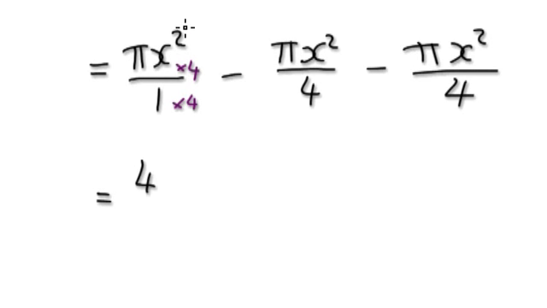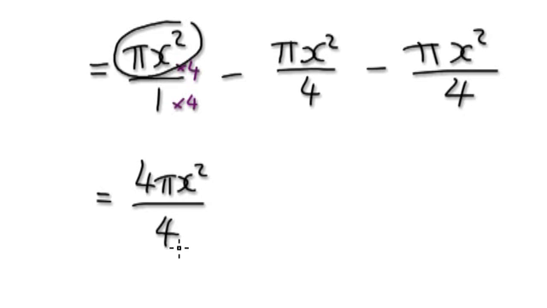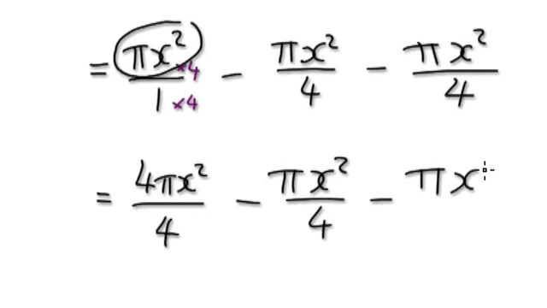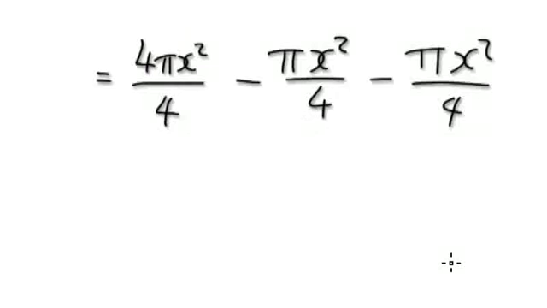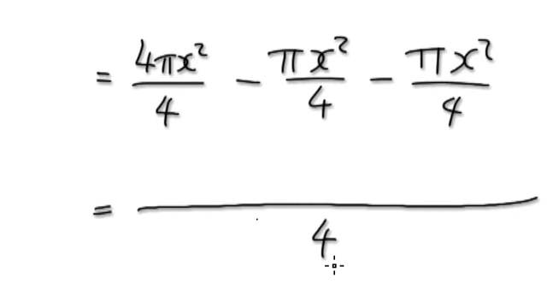Remember, yeah. So this whole thing here multiplied by 4 will be 4 pi x squared over 4, and this will be pi x squared over 4. This will be pi x squared over 4. Okay. Now that all the denominators are the same, we can merge them all together now.